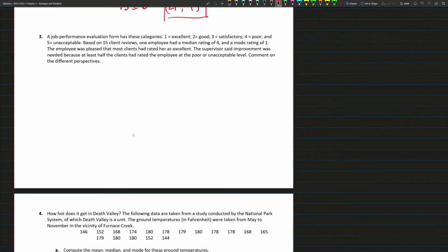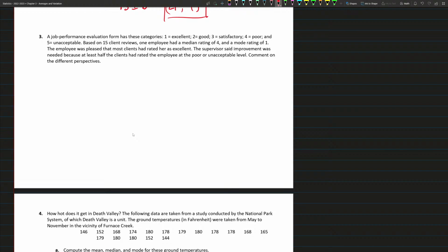A job performance evaluation form has these categories: 1 excellent, 2 good, 3 satisfactory, 4 poor, and 5 unacceptable. Based on 15 client reviews, one employee had a median rating of 4 and a mode rating of 1. The employee was pleased that most clients had rated her as excellent. The supervisor said improvement was needed because at least half the clients had rated the employee at the poor or unacceptable level. Comment on the different perspectives.